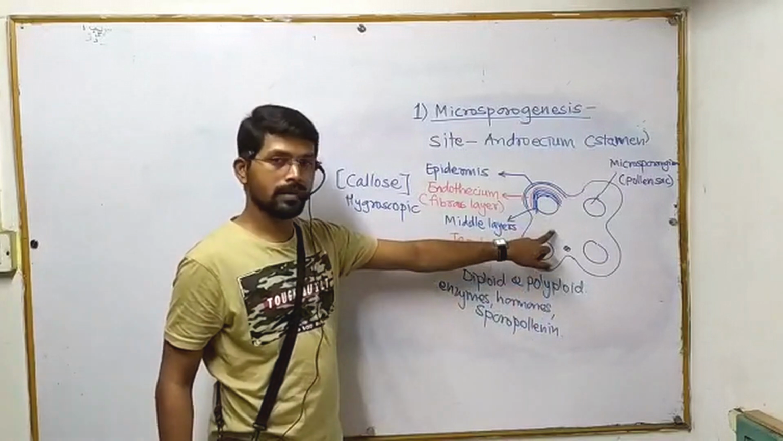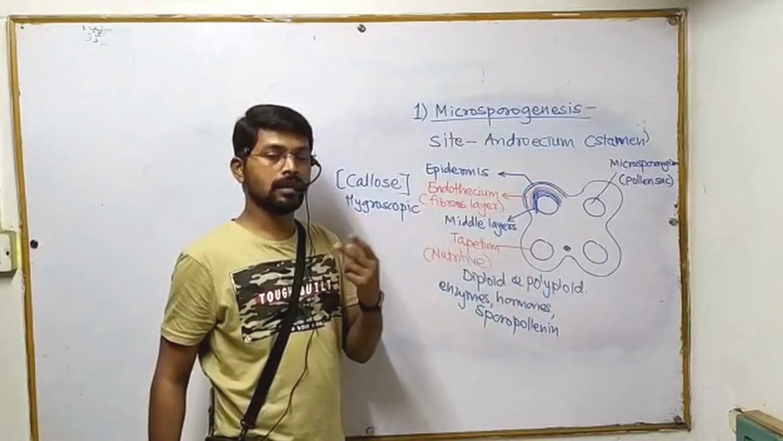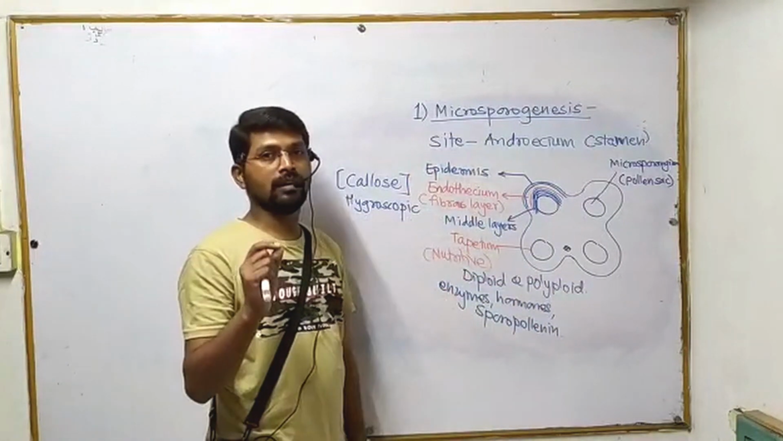Now this diagram of undehisced angiospermic anther can be asked for 2 marks in your board exams, and other aspects are very important for your NEET examination.